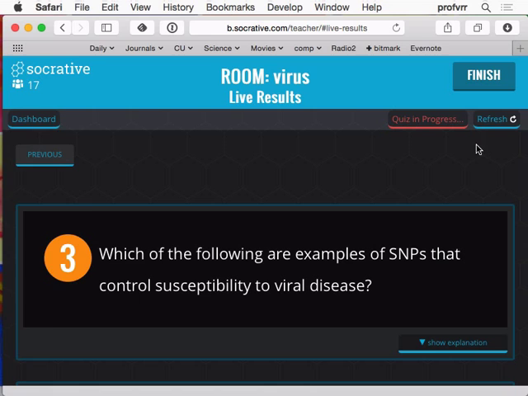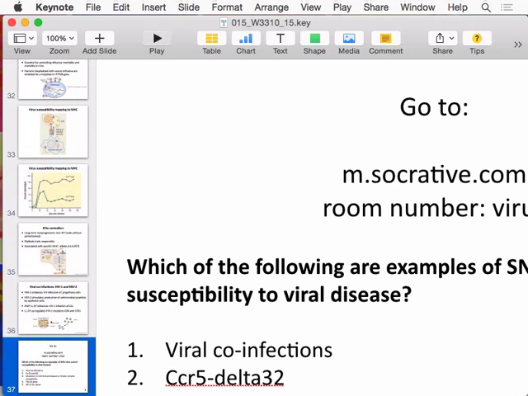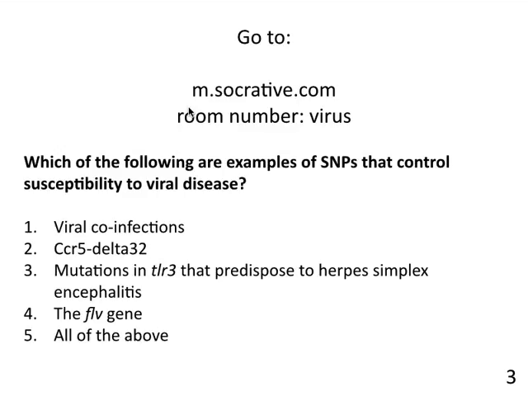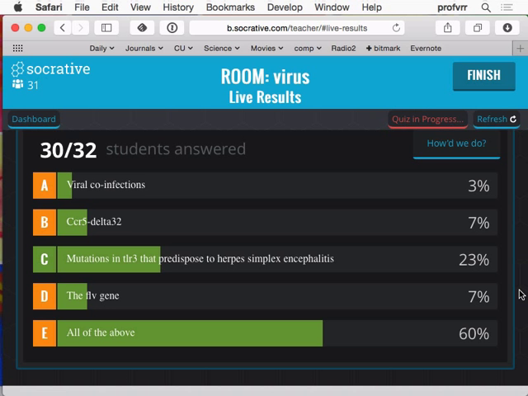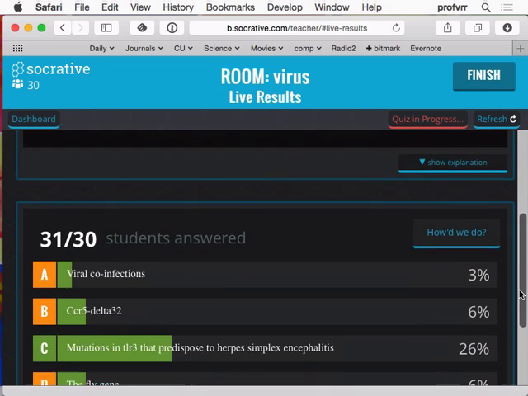Next question is, which of the following are examples of SNPs that control susceptibility to virus diseases? Viral co-infections, CCR5 delta 32, mutations in TLR3 that predispose to herpes simplex encephalitis, the FLV gene, or all of the above. Look at the question again. Which of the following are examples of SNPs? You know what SNP stands for? A single nucleotide polymorphism. All right?